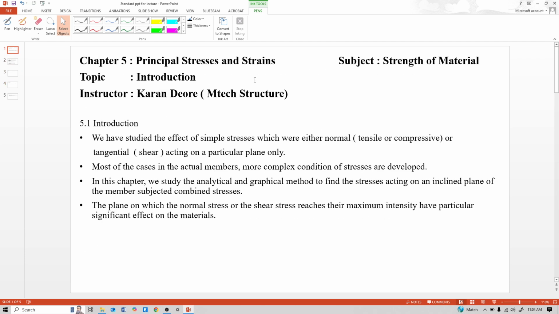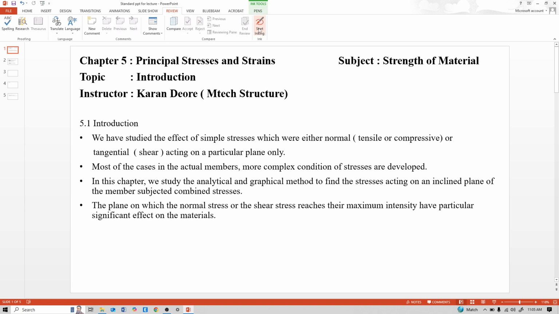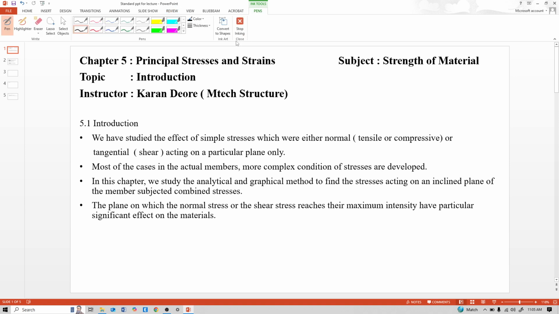So, first the introduction. First bullet point is we have studied the effect of simple stresses which were either normal, tensile or compressive, or tangential, acting on a particular plane only. In our previous lectures, we had seen tensile or compressive stresses and shear stresses.